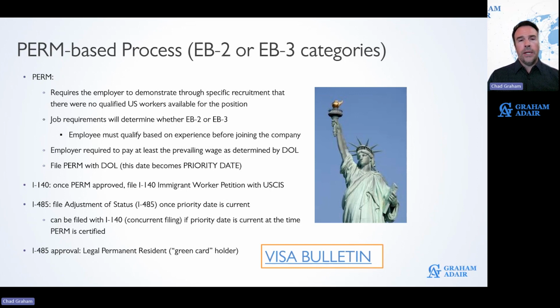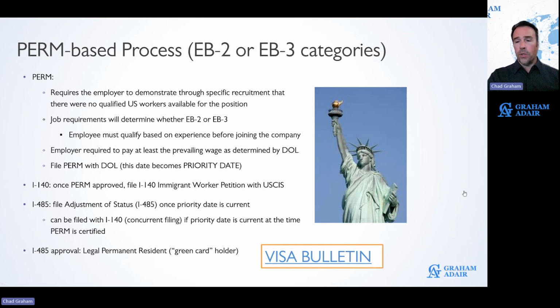So if you have an advanced degree, you can qualify for the second preference category. Or if you have a bachelor's degree followed by at least 5 years of experience, you can qualify for the second preference category. If you don't have an advanced degree and 5 years of experience, then your case falls under the third preference category.